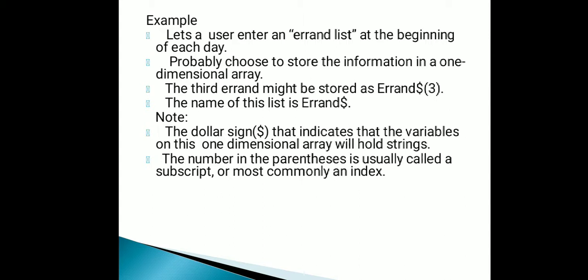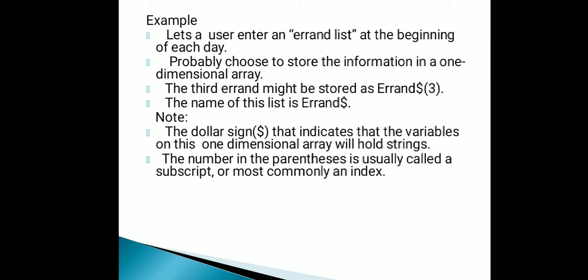So errand$(3) is an array variable. The name of the list is errand$, and errand$ is an array variable. The array size is 3, so we can store 3 variables in errand. Note, the dollar sign indicates that the variables in the one-dimensional array will hold strings.